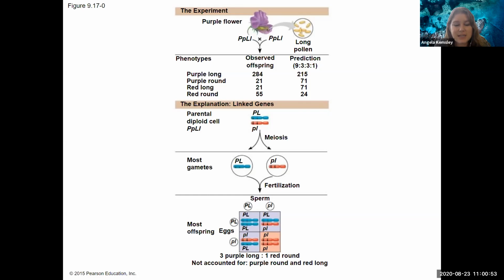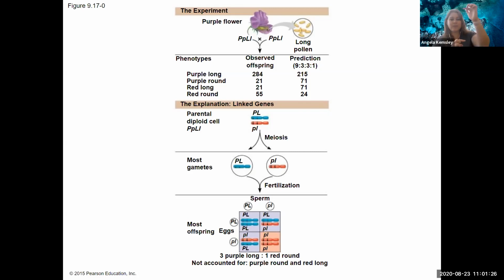So they didn't see that 9:3:3:1 ratio between the color purple and having long pollen. They actually found that there were some combinations that were more likely than others that didn't follow that ratio. So why? The explanation is linked genes. So the closer genes are to each other on the same chromosome, the more likely they are to be passed on together. Because the closer they are, the less likely they are to be separated by crossing over.